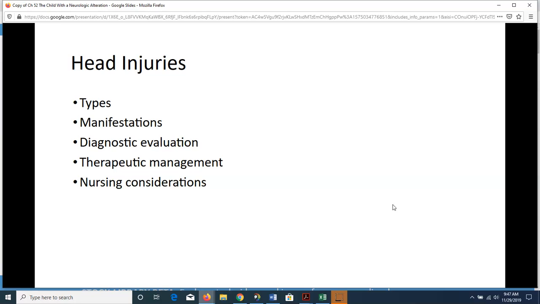lost consciousness. Spinal x-rays need to rule out any spinal injury. A neuro exam needs to be done, looking for signs of ICP. CT and MRIs are the main tests that they will do next.